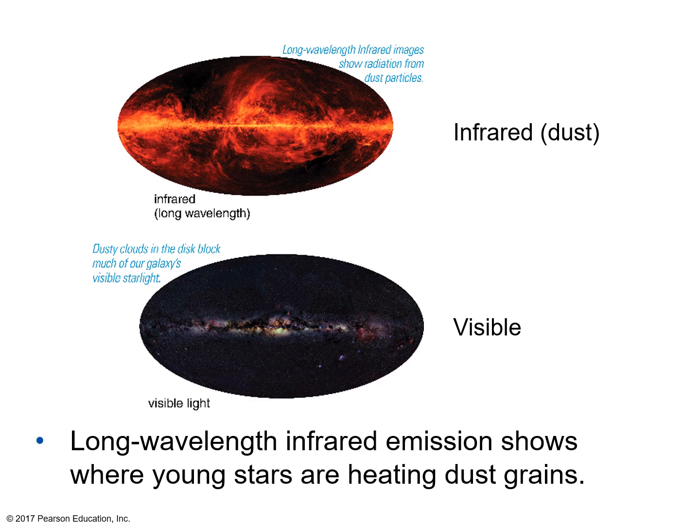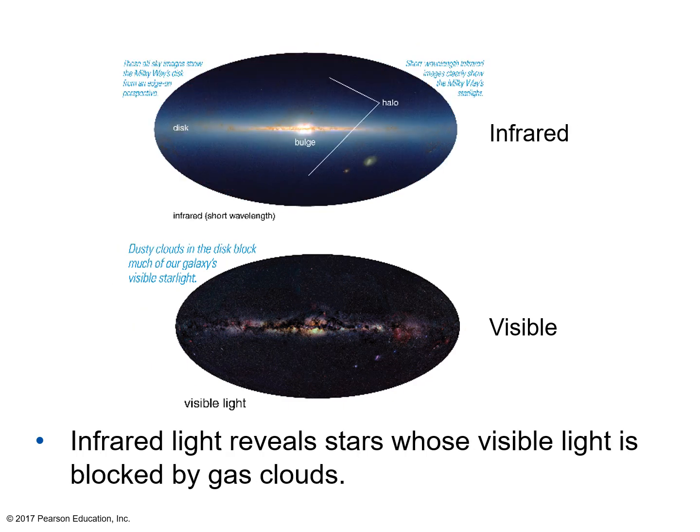This up top is long wavelength infrared. Long wavelength infrared emission shows where young stars are heating dust grains. So it's a way of mapping out the dust in the galaxy. Infrared light reveals stars whose visible light is blocked by gas clouds.